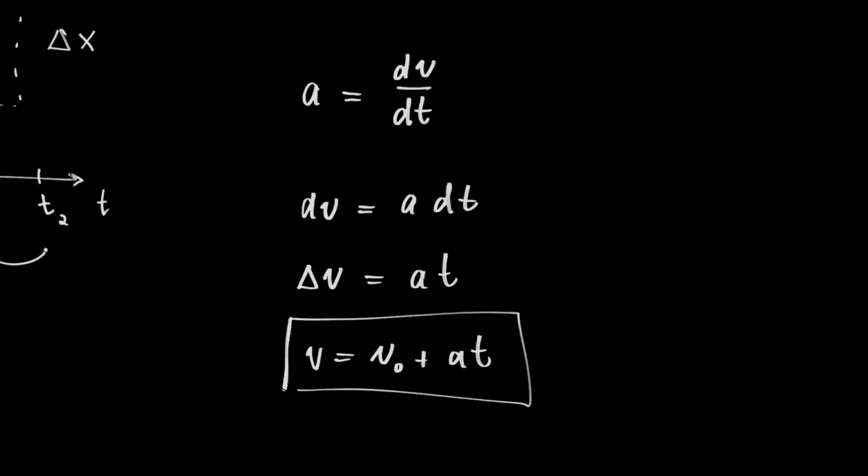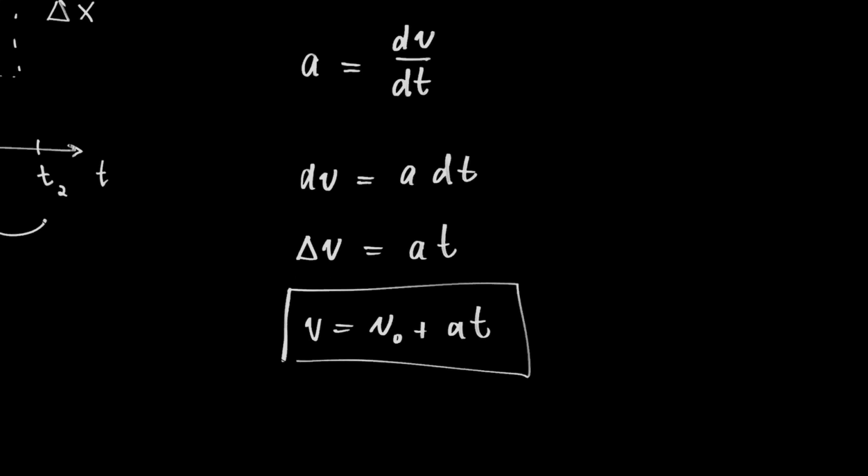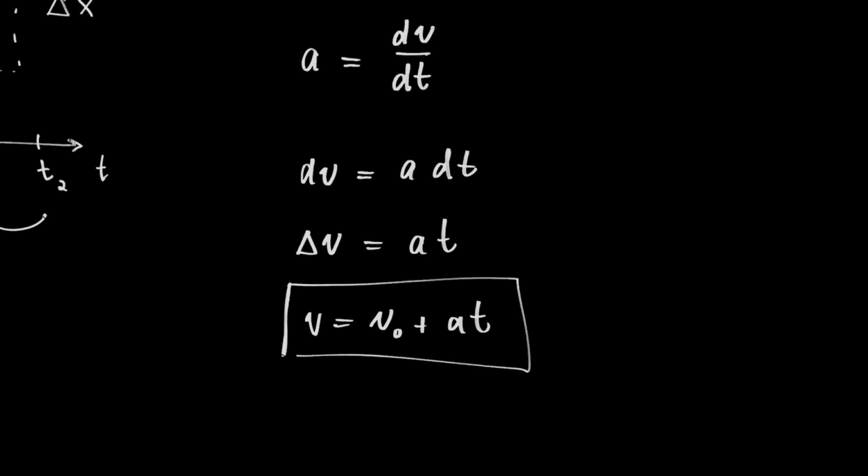That's it. It may look a little bit familiar if I realize that delta v, of course, is going to be the final velocity minus the initial velocity. And so delta v is v minus v naught. Add the v naught over to the other side of the equation. This is v is equal to v naught plus a times t, an equation useful for solving kinematics problems that is a direct consequence of the definition of acceleration.